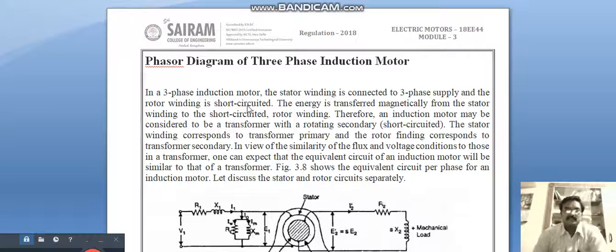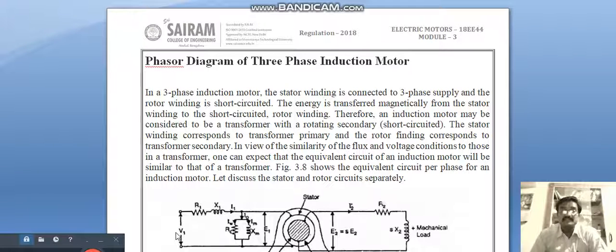In a three-phase induction motor, the stator winding is connected to a three-phase supply and the rotor winding is short-circuited. The energy is transferred magnetically from the stator windings to the short-circuited rotor windings. Therefore, an induction motor may be considered to be a transformer with a rotating secondary. The stator winding corresponds to the transformer primary and the rotor winding corresponds to the transformer secondary.